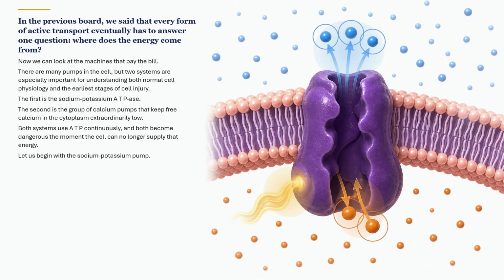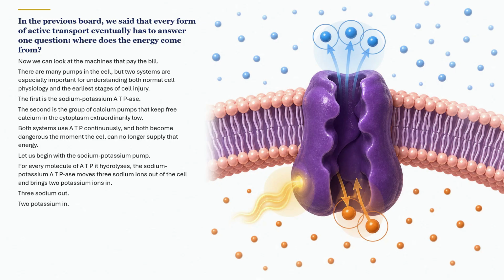Let us begin with the sodium-potassium pump. For every molecule of ATP it hydrolyzes, the sodium-potassium ATPase moves 3 sodium ions out of the cell and brings 2 potassium ions in. 3 sodium out, 2 potassium in. This may sound like a small exchange occurring across a tiny patch of membrane, but the pump performs several essential jobs at the same time.